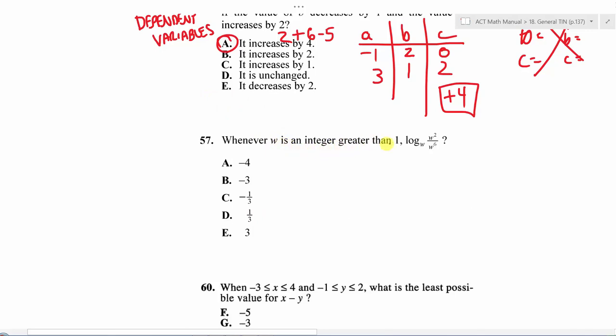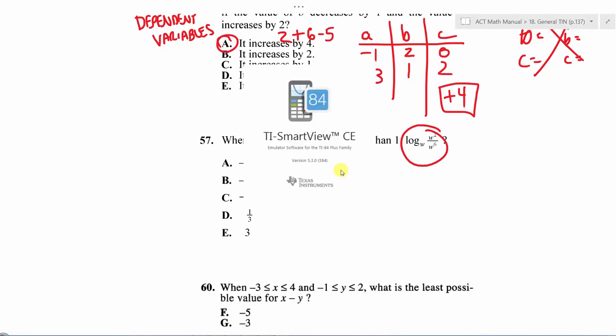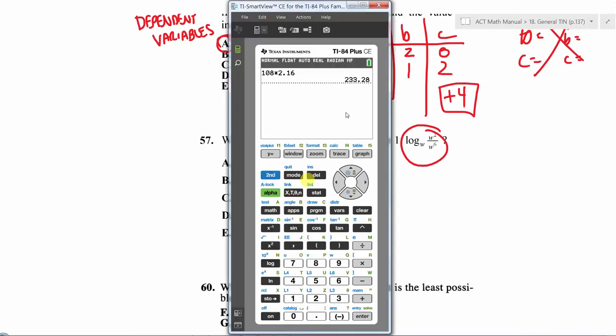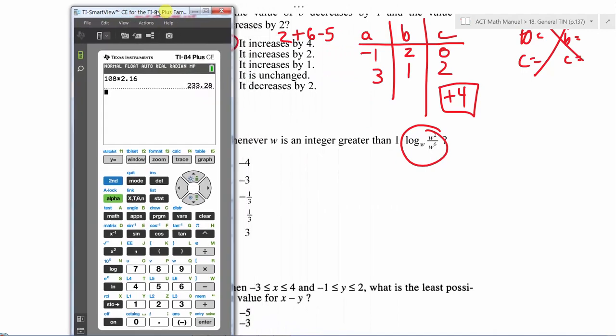Whenever W is an integer greater than 1, log blah blah blah. So here's a good example where you don't really have to have any knowledge of logarithms whatsoever. If you have a slight knowledge of how your calculator works to deal with logarithms, actually let me use, yeah, we can use this.